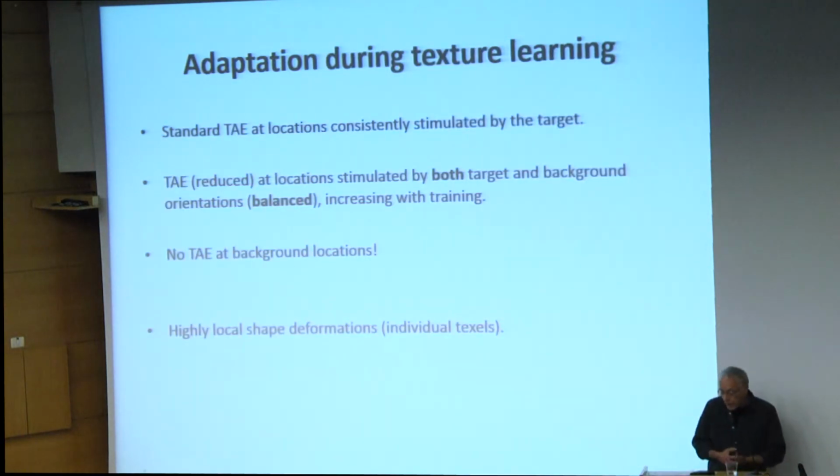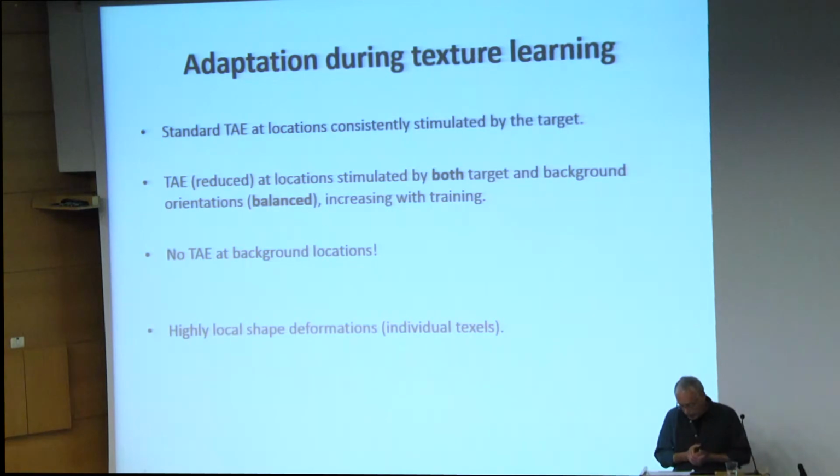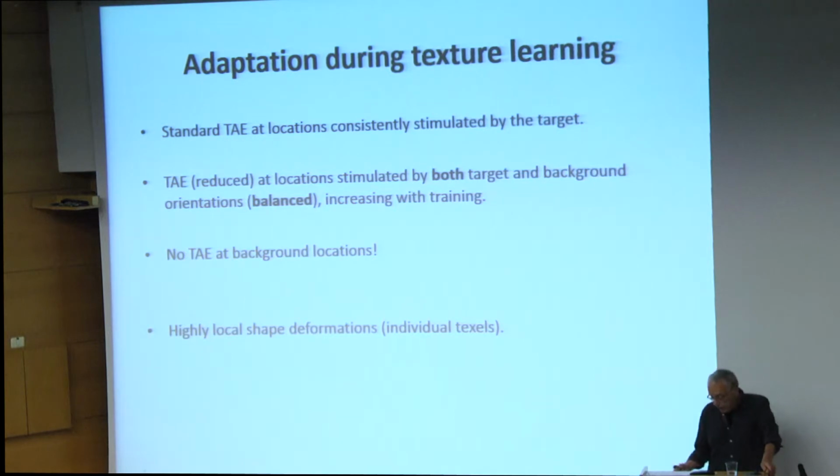So, the standard tilt after effect is found in the location consistently stimulated by the target. The tilt after effect is reduced in a location stimulated by both target and background orientation, and increased with training, and there is no tilt after effect in the background. So these are highly local shape deformations of individual tuning curves.